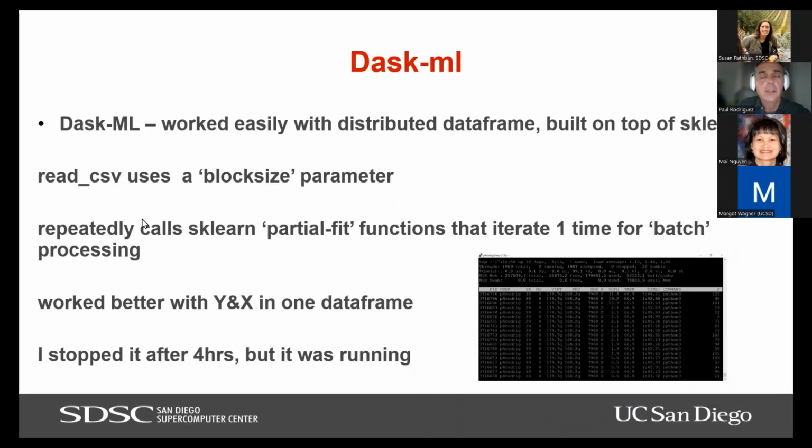Dask has some nice tools. It's a nice way to build your data frame. It's built on top of scikit-learn. There are some options when you're reading big data, like the block size parameter you may have to play with. The problem with DaskML is that it repeatedly calls the sklearn lasso with a partial fit, so it iterates one at a time. That's not necessarily a bad thing, but it's not ideal. It's not a package specially built for a big lasso. And it was probably doing a gradient descent. So it ran for several hours, and it was running, but I don't know how far it got.